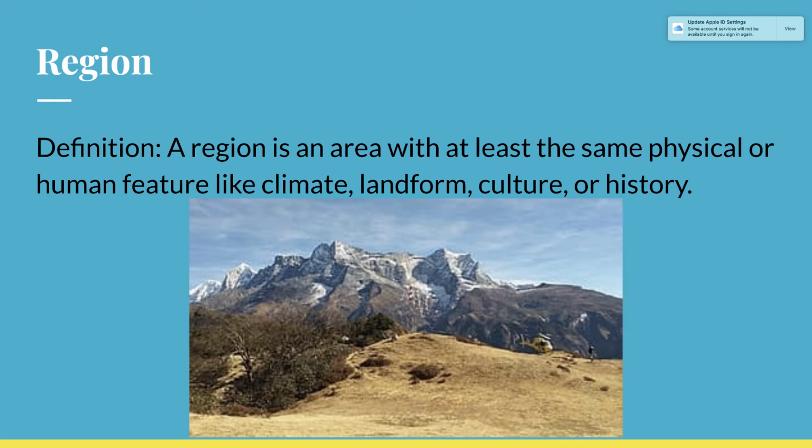The third is region. Region is an area with at least the same physical or human feature, like climate, landform, culture, or history. So Detroit could be an example of a region because it has the same climate, culture, and history. The history is the same. Detroit history is not different.